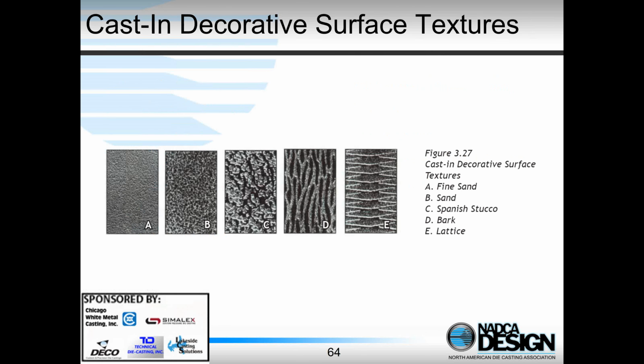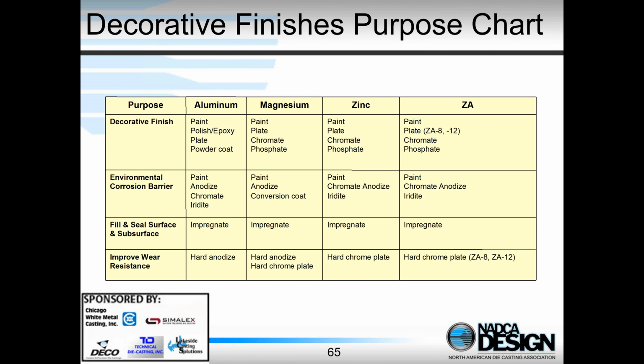We can also use cast-in decorative surface finish. And so you can see here there's a range of different surface finishes. What we do is we apply this to the casting die, and then we make the castings. They replicate that surface, and so that gives us a nice textured surface on our die castings. Here's a decorative finish chart. Kind of shows us a range of different decorative finishes we can put on different alloys and where we might want to use them.